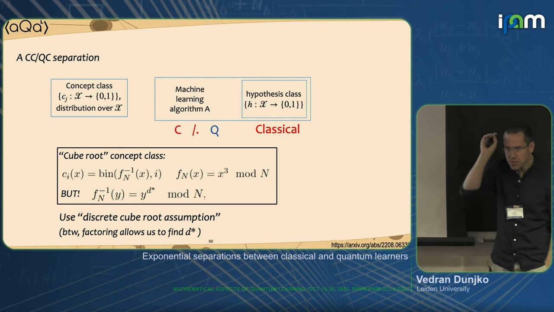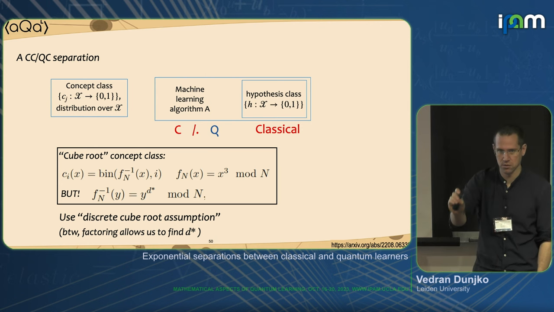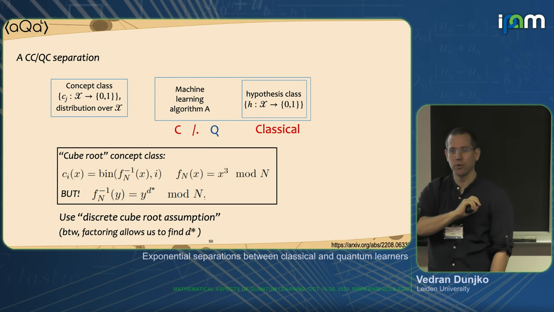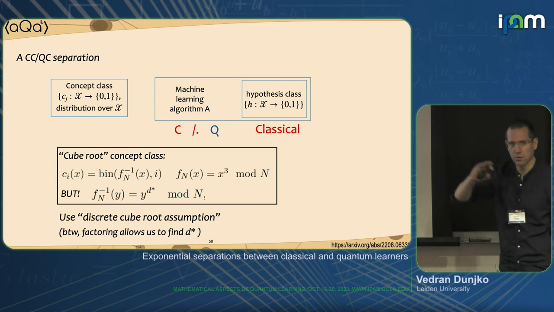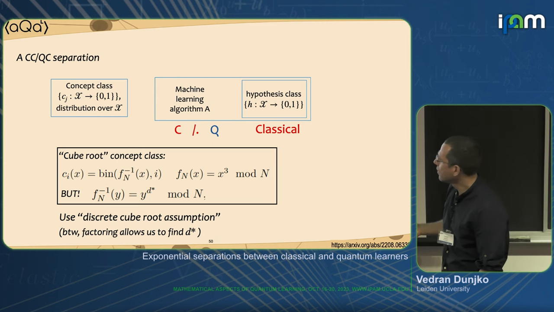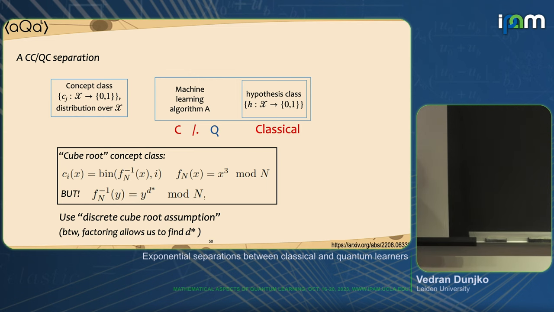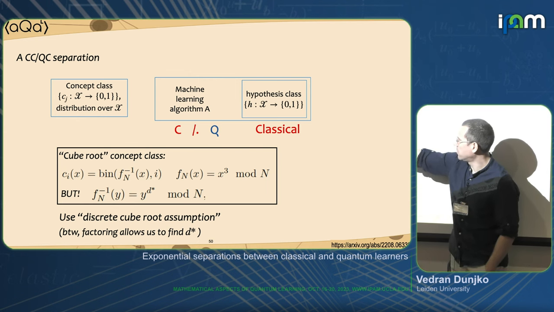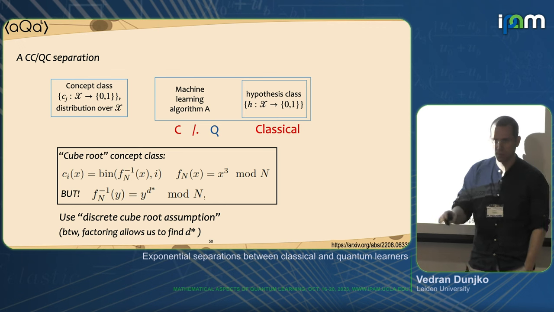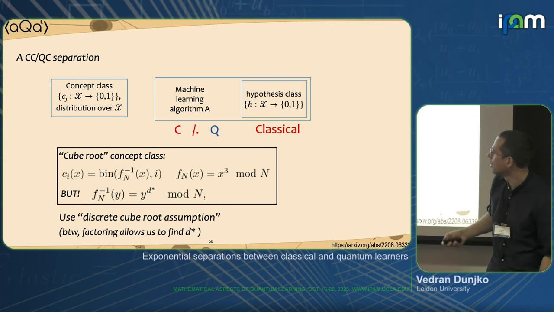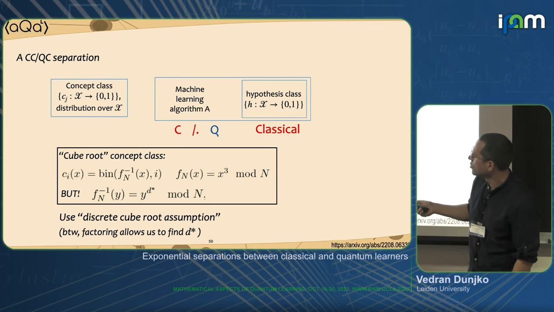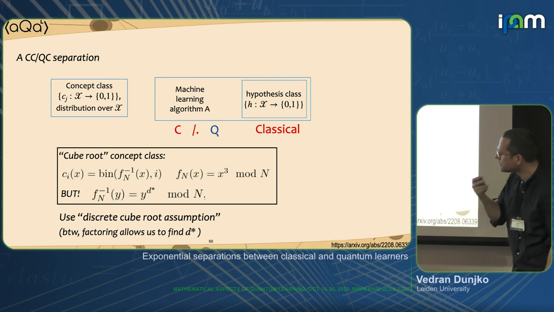So there is a way of labeling the function with a classical circuit. You're just not going to be able to figure it out with a classical algorithm, right? So this brings us a little bit closer. And the concept class is the so-called cube root concept class. So this is a modular power 3. Take the inverse of that. That's the problem. It is related to the RSA function. It is a special case. And my concept is the ith bit of that thing, let's say.